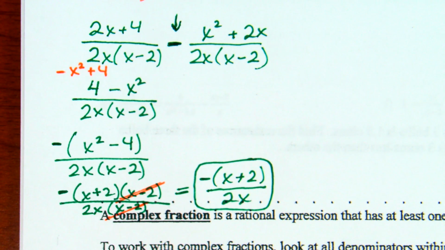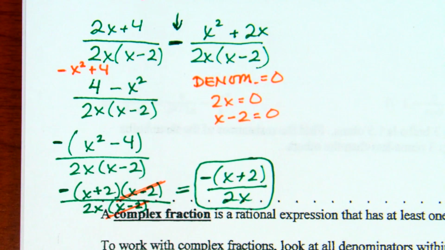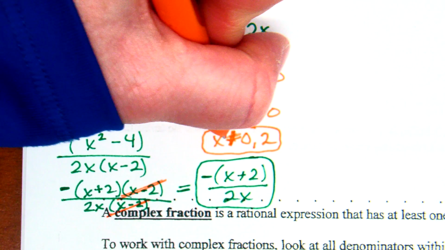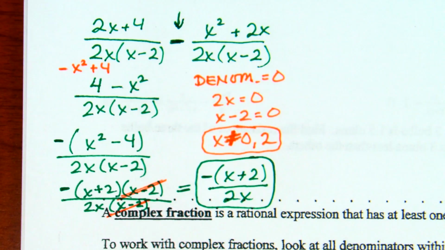And x minus 2 equals 0. So if 2x equals 0, divide by 2, right? And x cannot equal 0. If it's x minus 2, add 2, and x cannot equal 2. So x cannot equal 0 and 2. Okay? Questions?